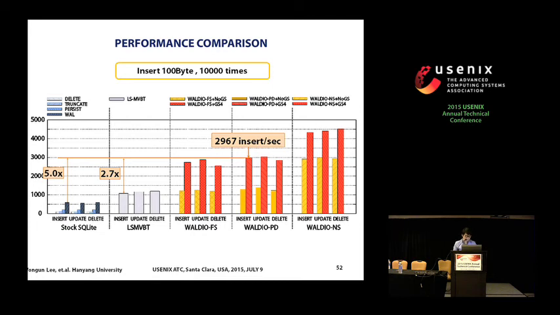When the battery of a smartphone is not removable or stored data is considered not significant, we can use WALDIO normal sync. The normal sync case shows 4 times better performance than LS-MVBT and 7.4 times better performance than WAL mode. The performance of delete and update operations is not different from the insert operation.